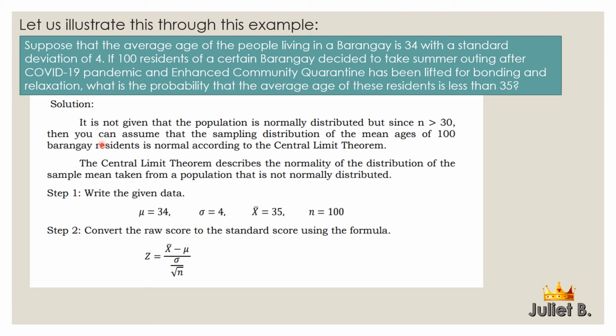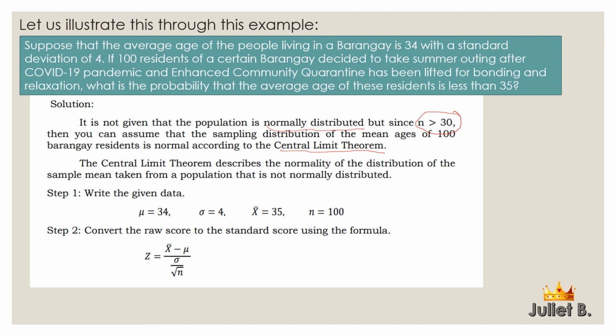Solution. As we have, it is not given that the population is normally distributed. Walang binabanggit. But since n is greater than 30, the sample size is greater than 30, then you can assume that the sampling distribution of the mean ages of 100 barangay residents is normal according to the central limit theorem. So dun po mapapasok si central limit theorem.